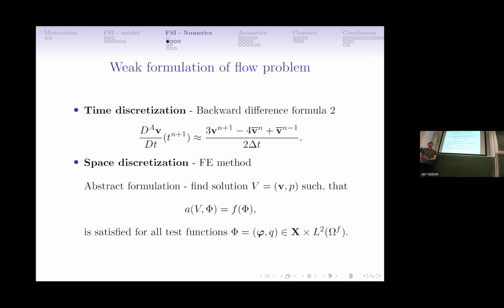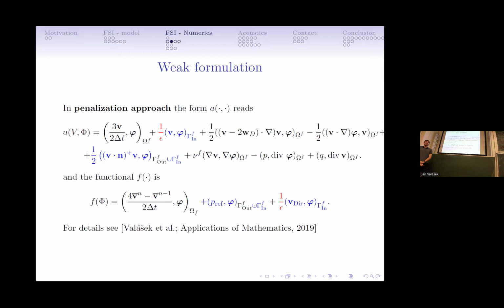The fluid flow problem is again much more demanding. First we discretize this problem in time. We use a backward differentiation formula of second order, and after this time discretization we find the weak formulation and solve it, which can be rewritten in such a way that we are looking for a solution of this abstract problem, where the form A is given on the second slide and on the next slide, and should be equal to the functional f on the right-hand side for any test function pair on this space. How does it look?